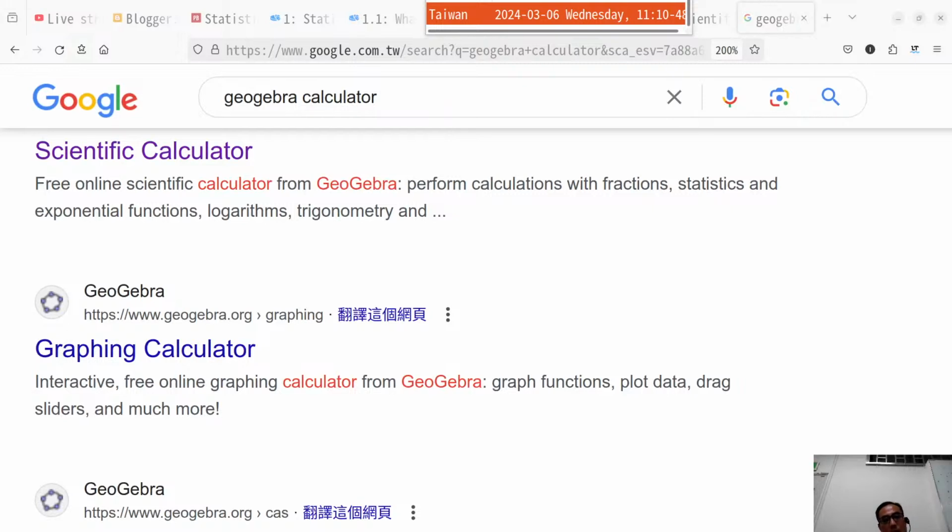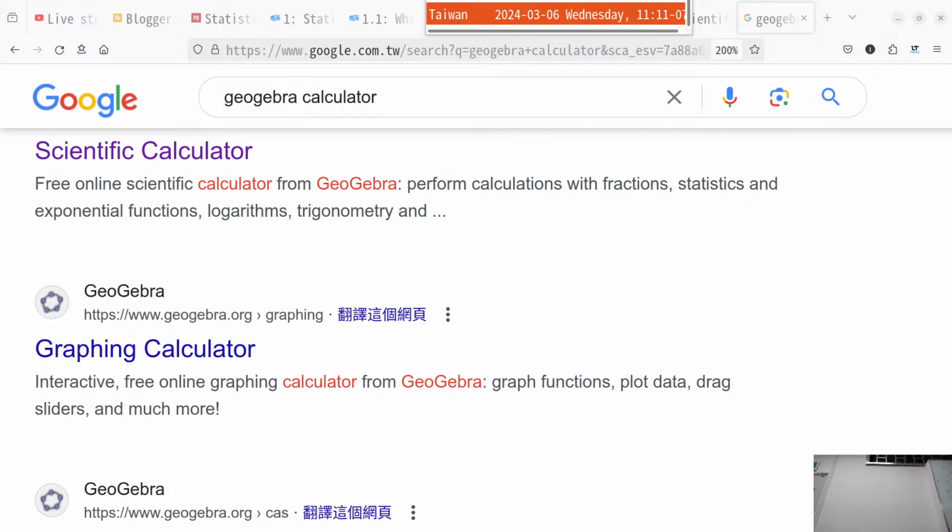1.5 times 12. Now, what is 1.5 times 12? So it's basically 12 plus half of 12, which is 6. 12 plus 6 is 18.